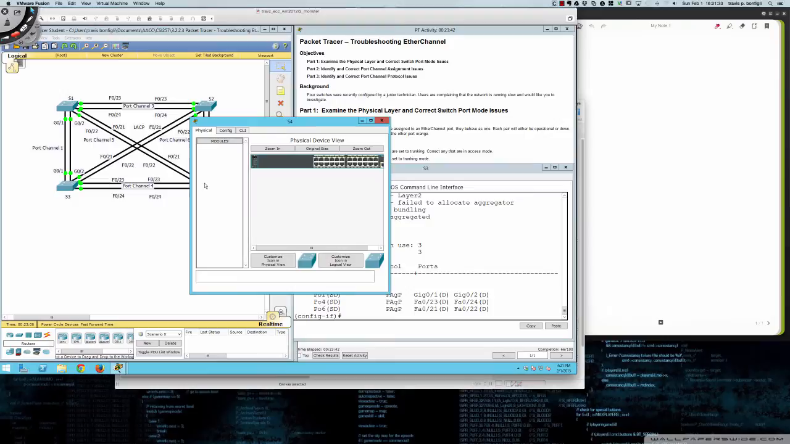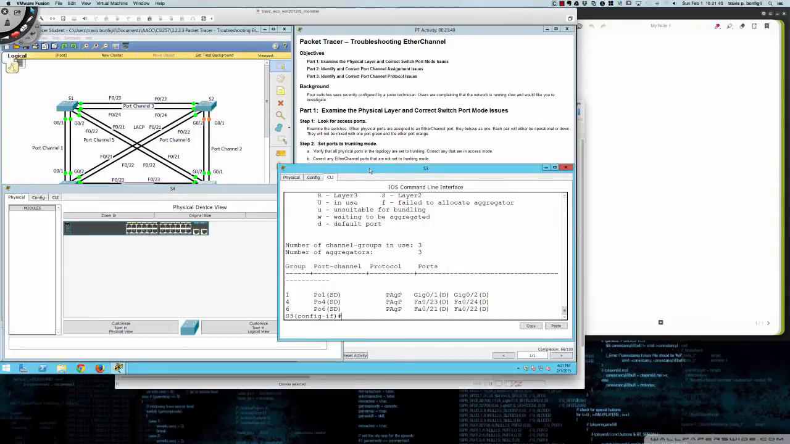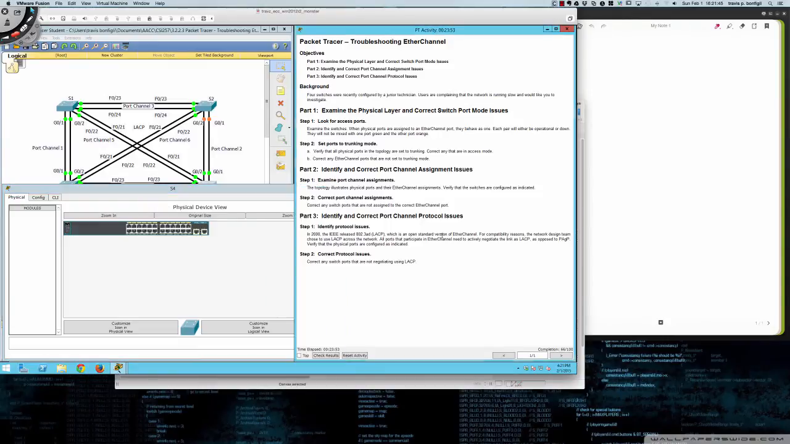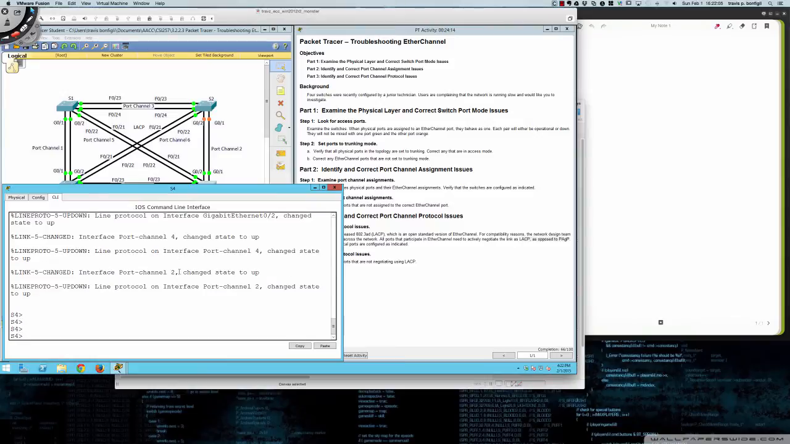Let me take a look at switch 4. And we'll look at switch 4 here. Let me bring switch 3 back down. So correct the port channel assignments, and all ports that participate in EtherChannel need to actively negotiate the link as LACP as opposed to PAgP. So verify that the physical ports are configured as indicated. Okay, so again, we should be doing LACP. We're going to see what's going on here.